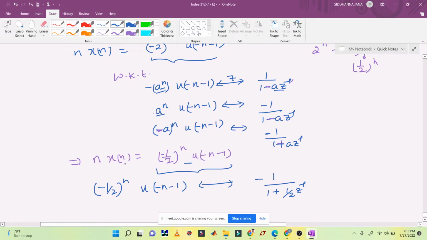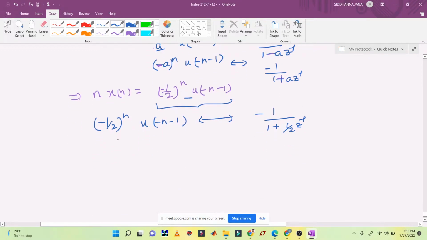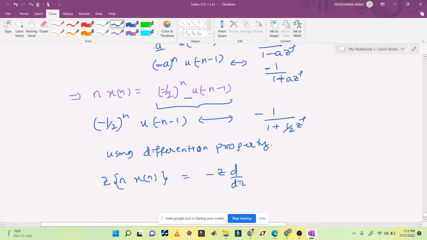But this is equal to what? This is equal to n into x of n, not x of n. So using the differentiation property, what we can write for this one is, z transform of n into x of n is equal to minus z d by dz of x of z. What is the transform of this one?